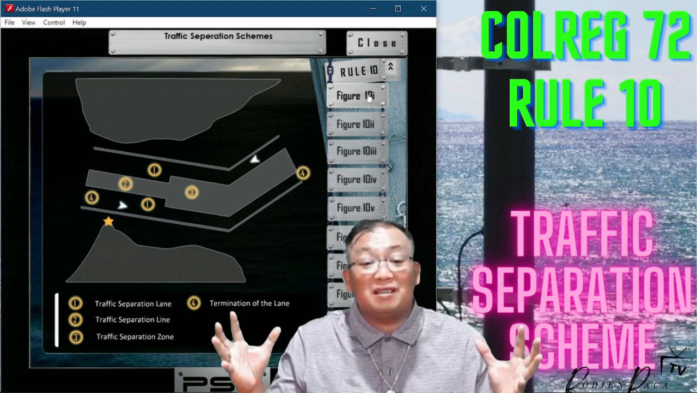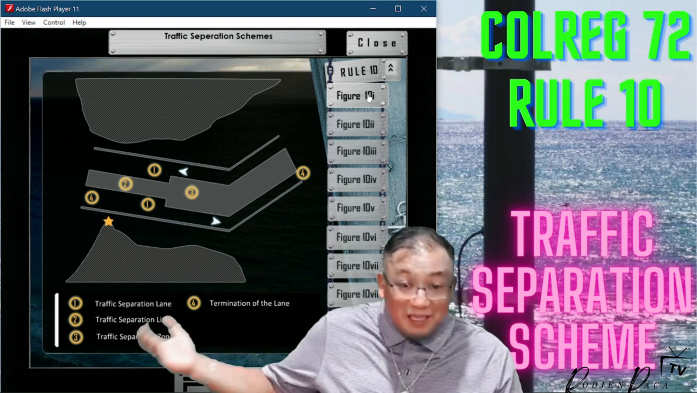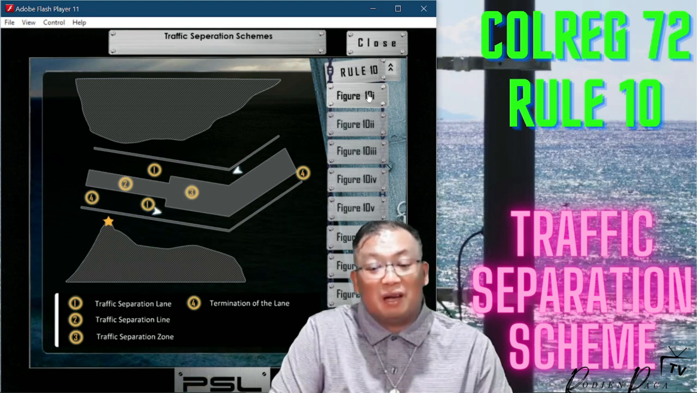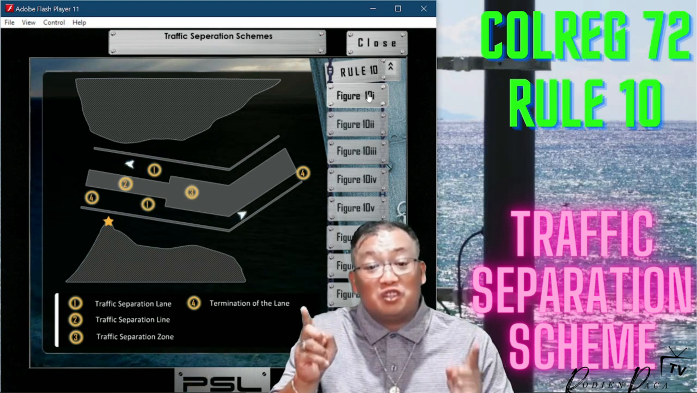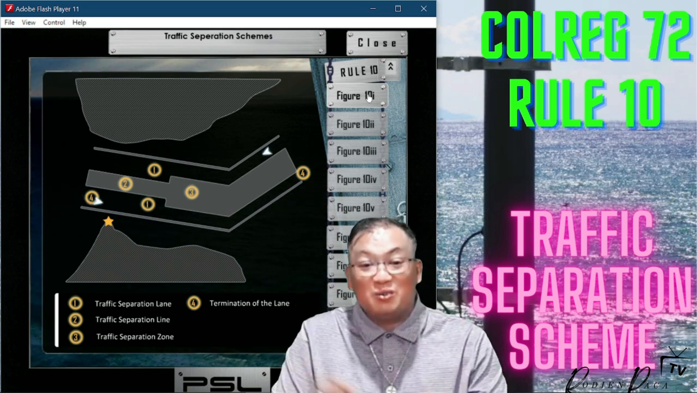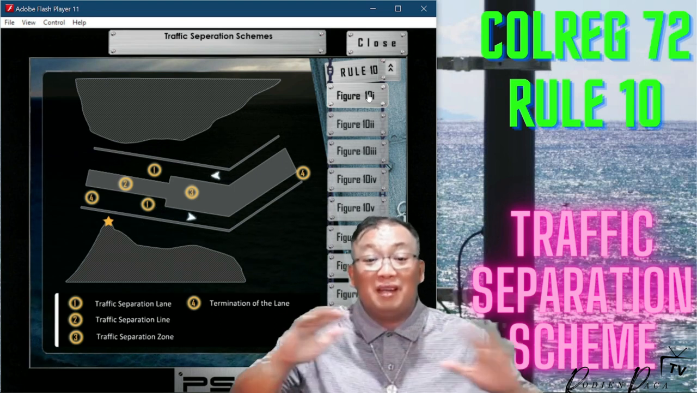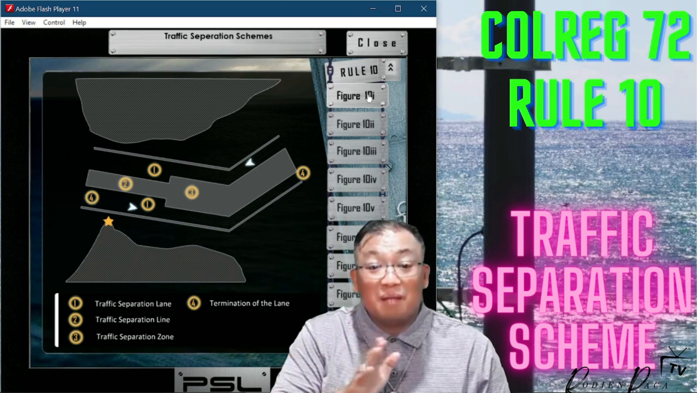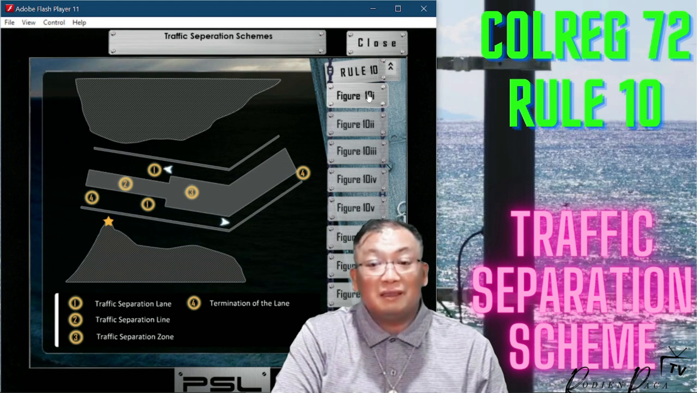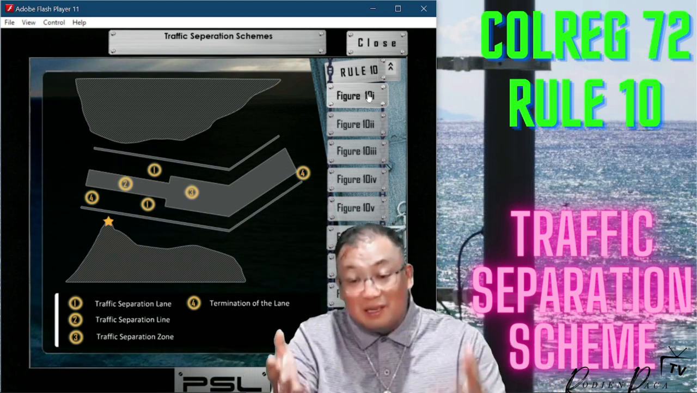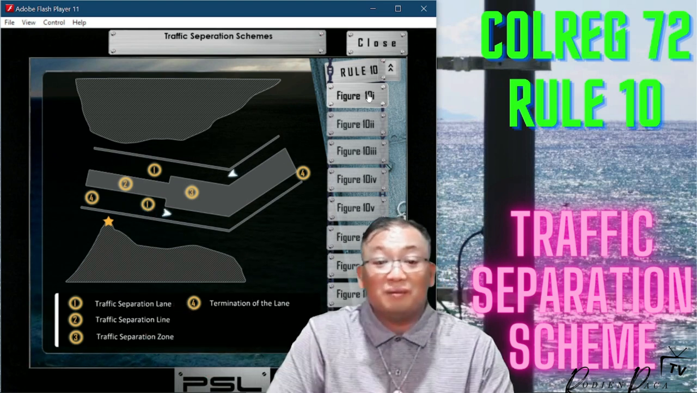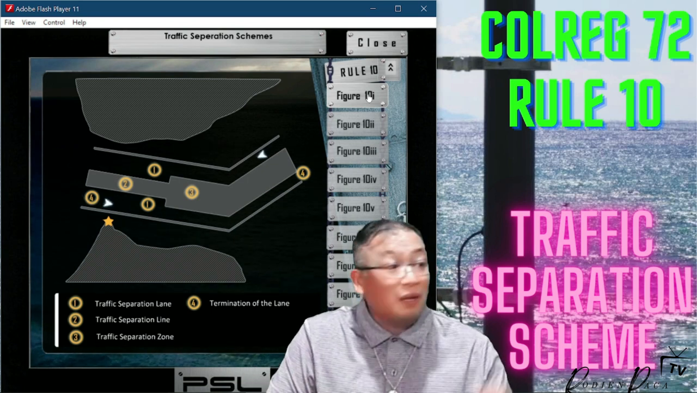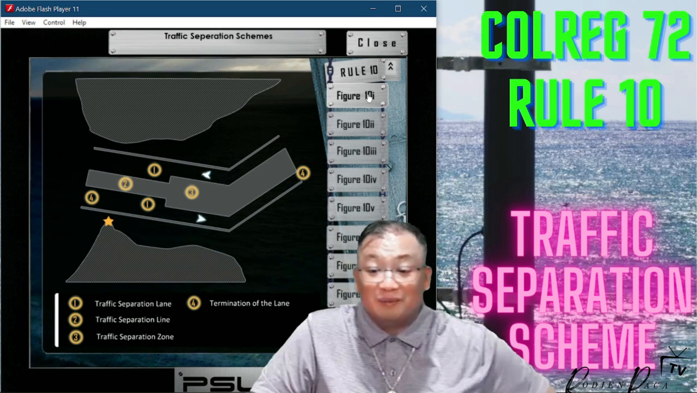Let's define what a traffic separation scheme is. This animation clearly shows you the different parts of a traffic separation scheme. In your nautical chart you can clearly see this. However, in the middle of the sea, you cannot see any demarcation, nothing except buoys. If you use ECDIS, you can see this reflected in your radar. If you use your paper chart, you can see this too. But in the actual situation, you cannot see it. Let's go back.